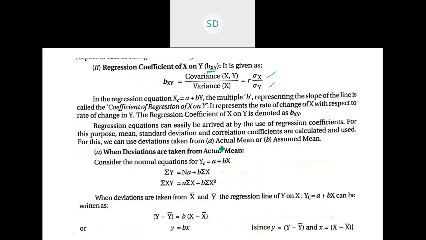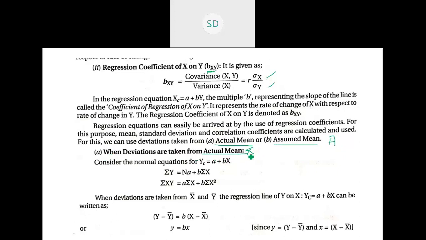Now, what are the two methods? Actual mean method and assumed mean method. In the actual mean method, we will be using x bar directly. In the assumed mean method, we are going to assume one of the numbers to be the mean. So the first one is the actual mean method.